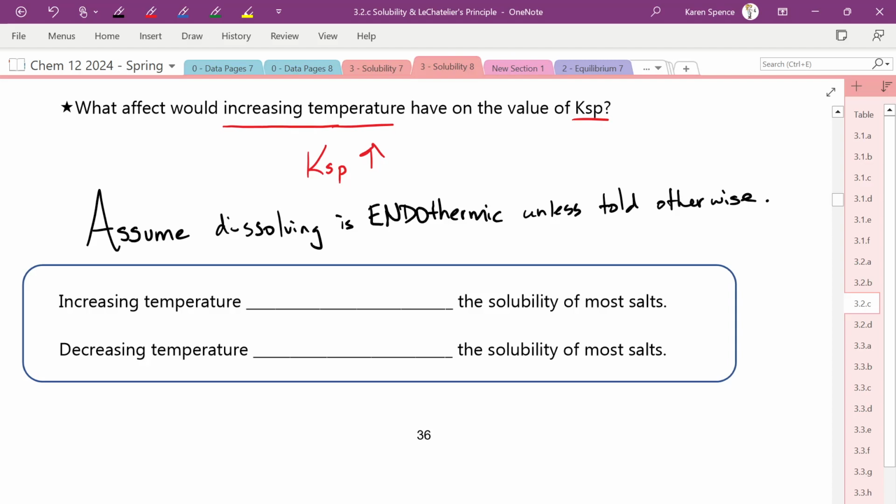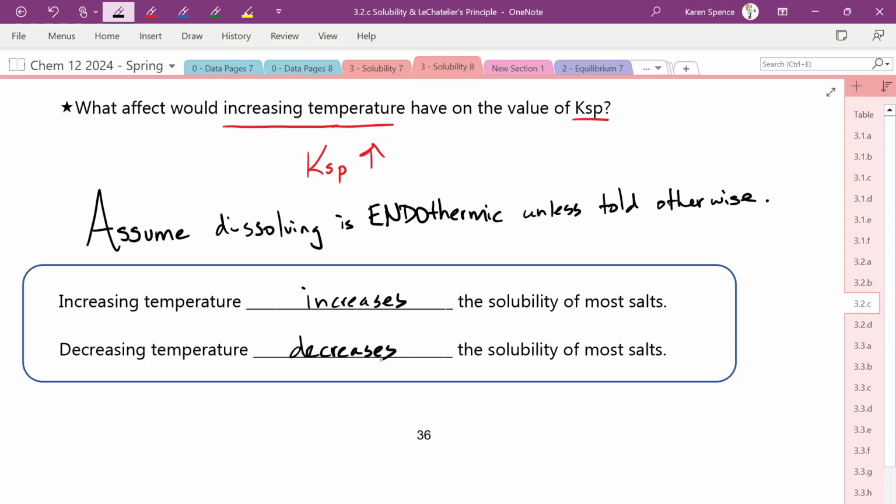And if that's the case, increasing temperature does what to the solubility of most salts? Increases. Decreasing temperature decreases the solubility of most salts. So that's how temperature can affect it. Now, this is all about shifting equilibria, yes? If we shift towards the ions, we become more soluble. If we shift towards the solid, we become less soluble.